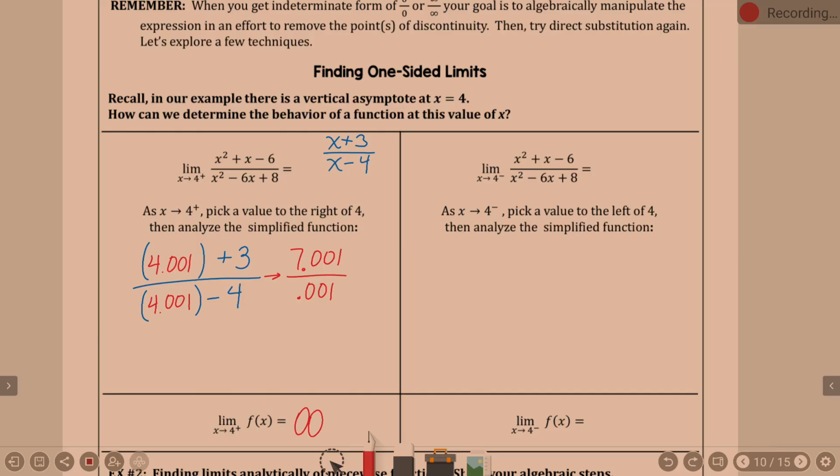Okay. So that's the idea, and you guys seem to be on board with this, so that's good. As we approach 4 from the right, we're getting to tinier and tinier decimals. And you're dividing by a tinier and tinier decimal, which is going to make that top number explode. And do keep in mind, this was an easy one because we were doing a positive divided by a positive.